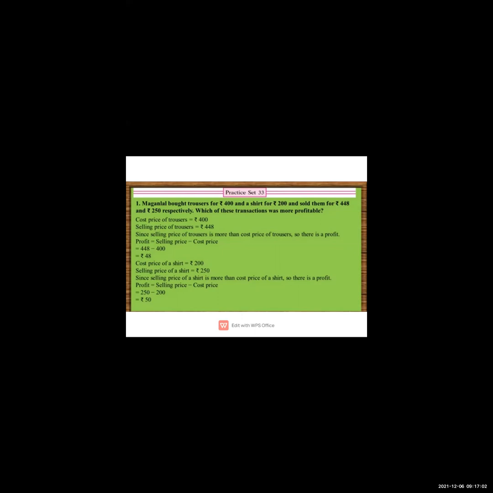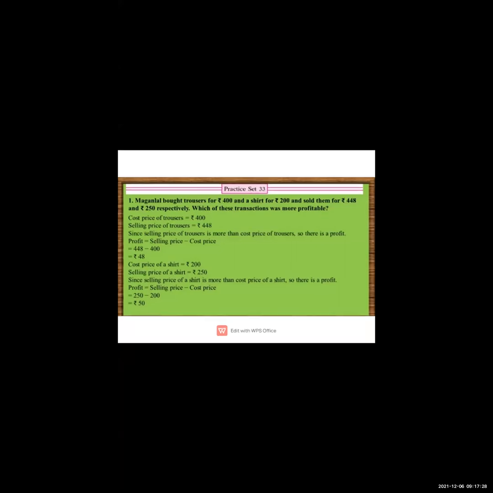Now, what is the question? Maganlal bought two things, that is trouser and shirt. Trouser is of 400 rupees and shirt is of 200 rupees, and he sold the trouser at 448 rupees and the shirt at 250 rupees. First we will write the given. Cost price of trouser is 400 rupees. Selling price of trouser is 448 rupees.